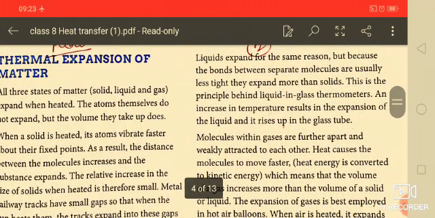Now the next topic is thermal expansion of matter. Students, we will discuss this in our next video.